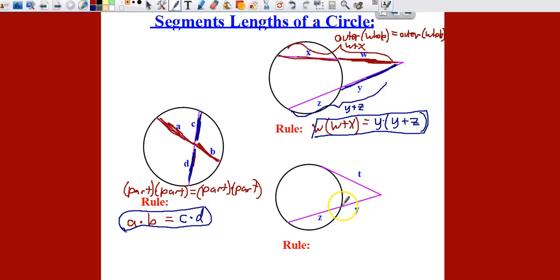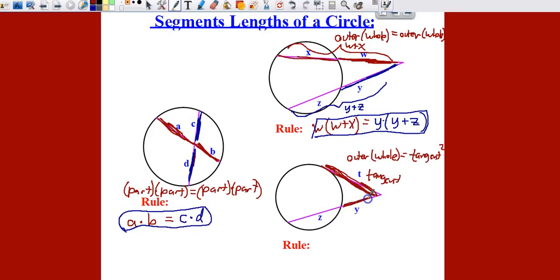Same thing here, but it's a little bit different in that this is a secant and a tangent as opposed to 2 secants. So there is no outer and whole. It's all outer. So in that case, it's kind of the same, outer times whole. But here I don't have an outer, so we call that the tangent. So I just say tangent squared. Or you could say outer times outer, because that's what it is. It's the outside one. So this is the tangent.